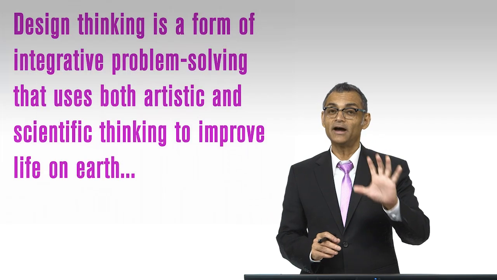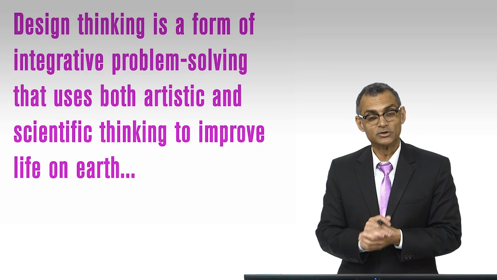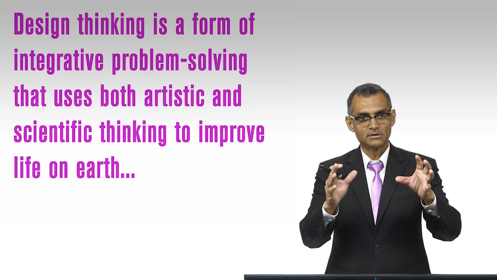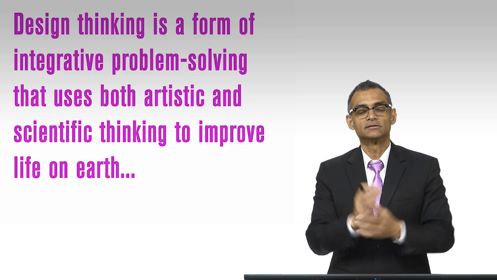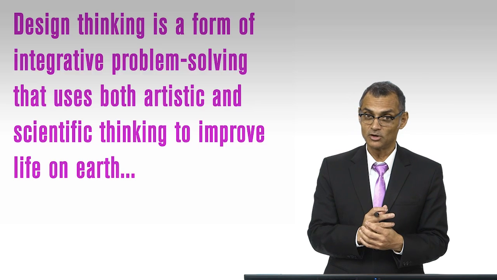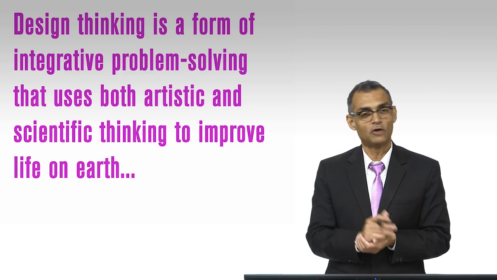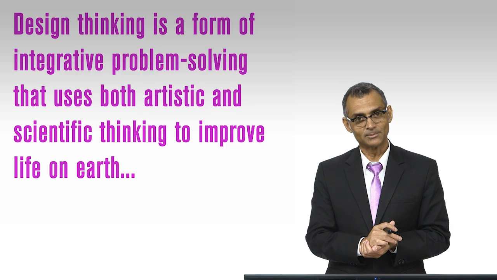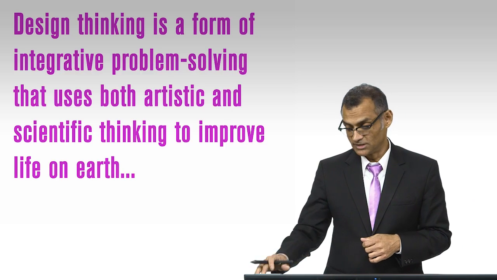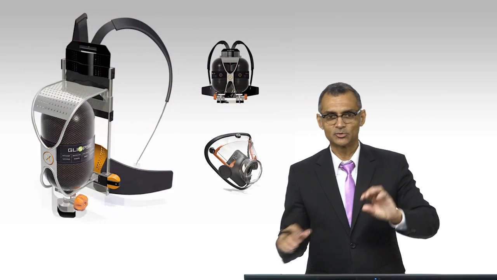So we've talked about 5 different principles of design thinking in this lecture, in this presentation, which adds up to a total of 15. I'd like to end by giving a quick example and revisiting the definition of design thinking. Design thinking is a form of integrated problem solving that uses both artistic and scientific thinking with the goal of improving life on Earth, life on the planet. Not just for humans, but for all organisms with whom we share this planet. So for these 5 principles that we talked about at the end, here's a quick example.